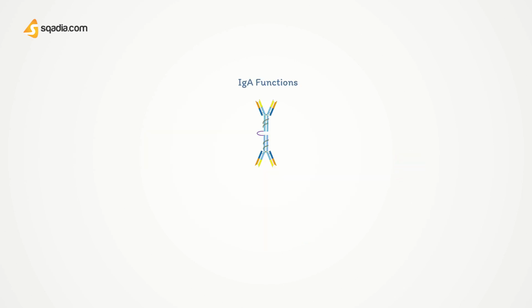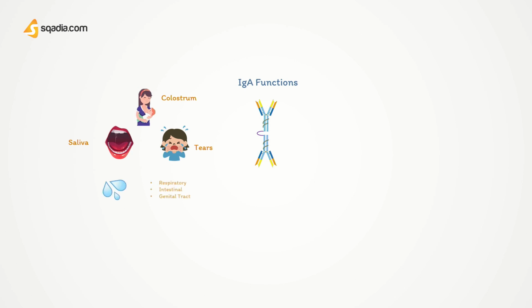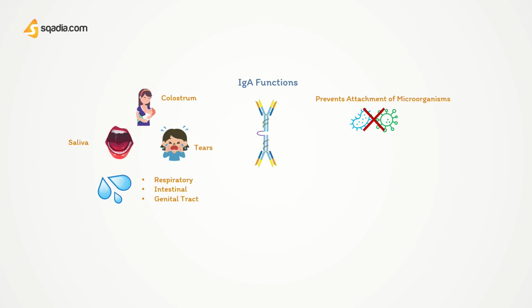So what are the functions of IgA? Well, IgA is the main immunoglobulin in secretions, such as colostrum, which is the first form of milk produced by the mammary glands. They may also be found in saliva, tears, and secretions of the respiratory, intestinal, and genital tract. It prevents the attachment of microorganisms, for example, bacteria and viruses, to the mucous membranes, and therefore provides protection against gut infections. The most vital being Giardia lamblia. It also protects IgA itself from being degraded in the intestinal tract.